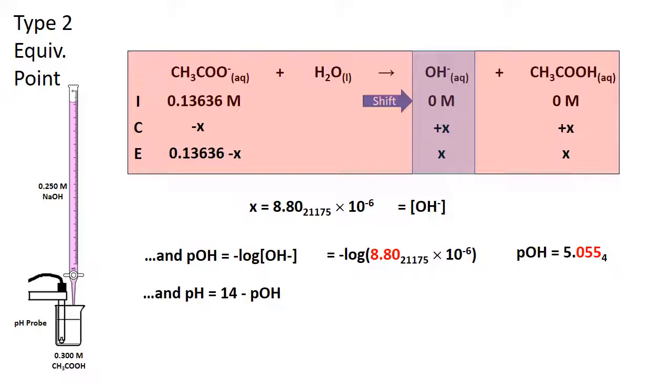Now, the pH can be easily determined, once we know the pOH, by simply subtracting from 14. And 14 minus 5.055 gives us a pH of 8.944, with, again, 3 significant figures. So we've determined that the pH of this solution is 8.944 at the equivalence point.